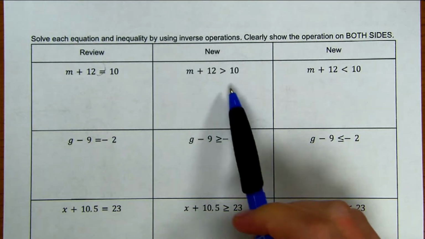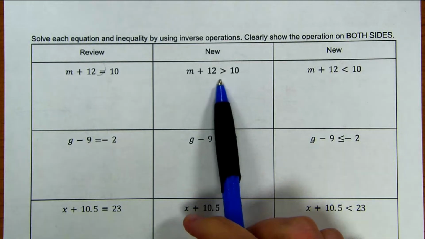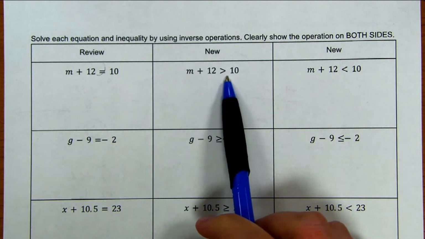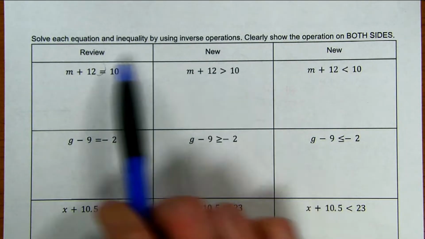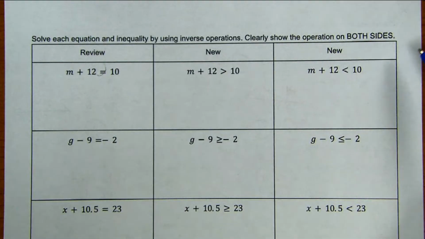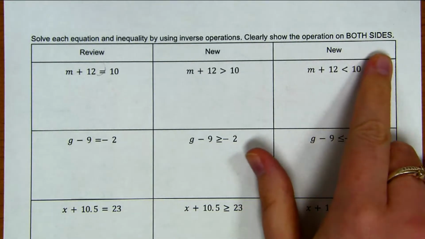Then we have 2 columns where it's a new version of the problem because instead of the equal sign, we now have an inequality sign. That is the only difference that we have going on here. So it asks us to solve each equation and inequality by using inverse operations. Clearly show the operation on both sides.